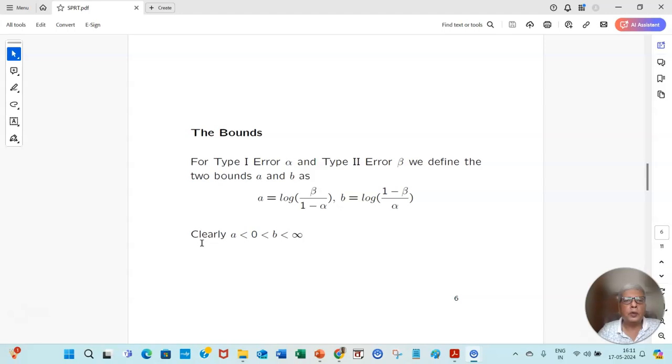Now we need to fix two bounds. So we have the values of alpha and beta, the type 1 error probability, the type 2 error probability, and we define the two bounds as A equal to log of beta by 1 minus alpha and B equal to log of 1 minus beta by alpha. So these are two bounds we need in SPRT, and we can see that A is less than 0 less than B, and everything is finite. So we need to do some mathematics to deduce it. It's not easy.